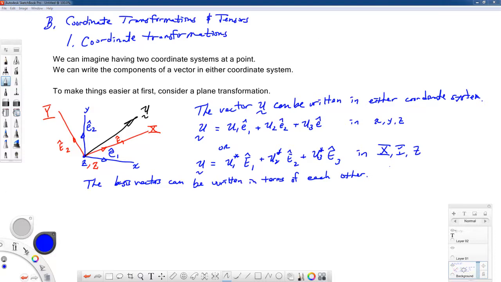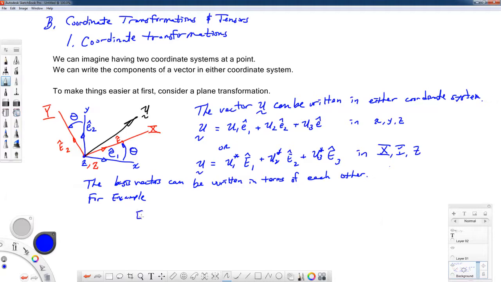Now we're eventually going to be able to figure out how to write the u1, u2, u3 components in terms of the u1 star, u2 star, and u3 star components, and vice versa. The key to this is that we know that we can write the unit basis vectors in terms of each other. So for example, suppose we have a rotation this way of theta from our original x and y system.